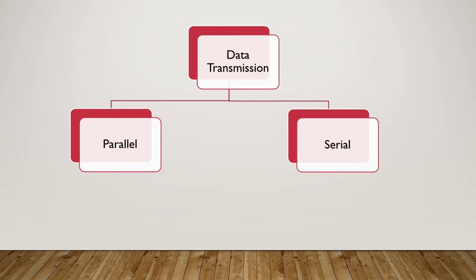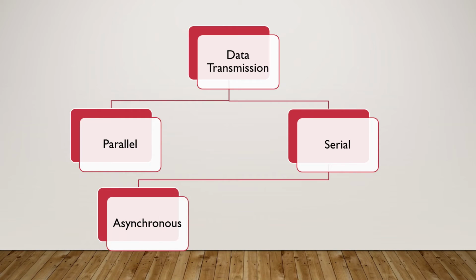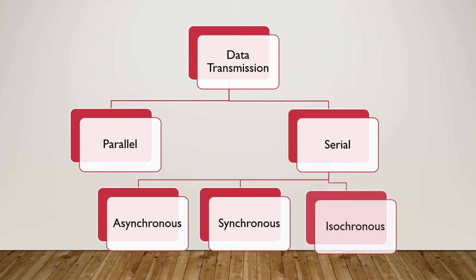There are again three subtypes of serial data transmission. First one asynchronous, second one synchronous, and third one is isochronous. We study this one by one.